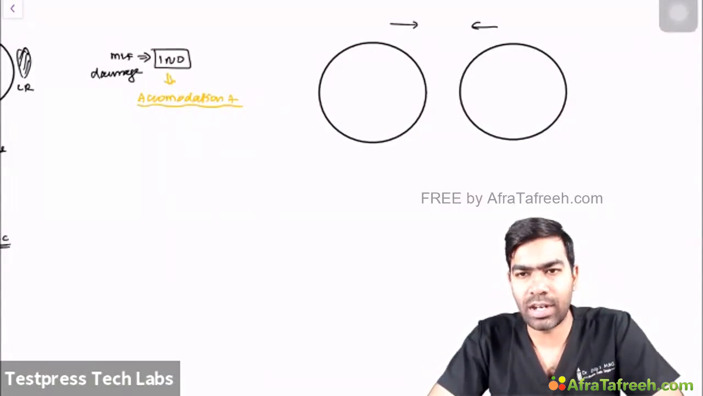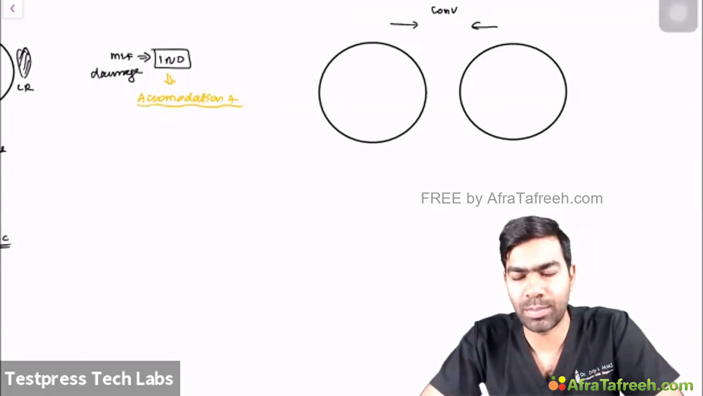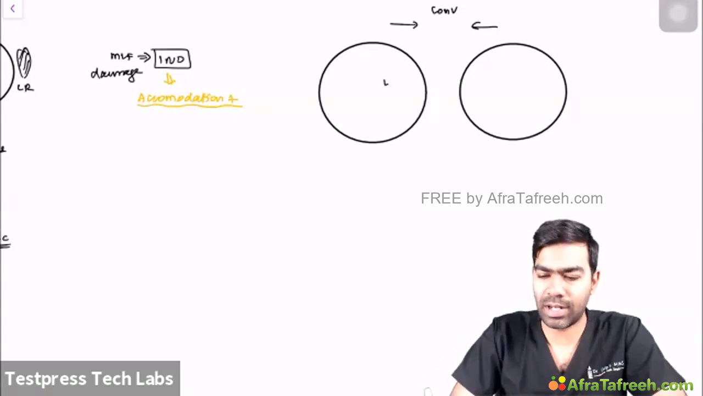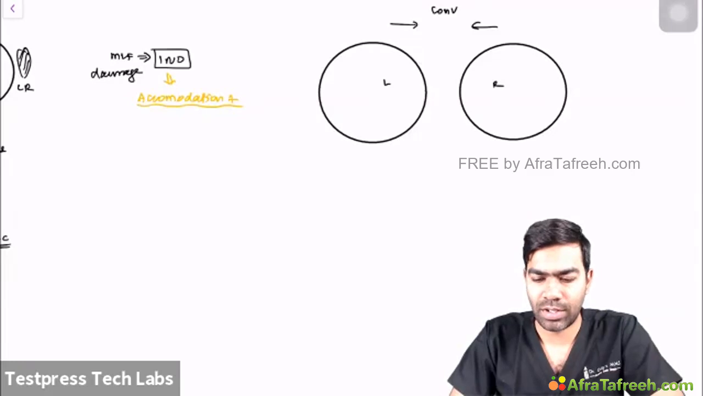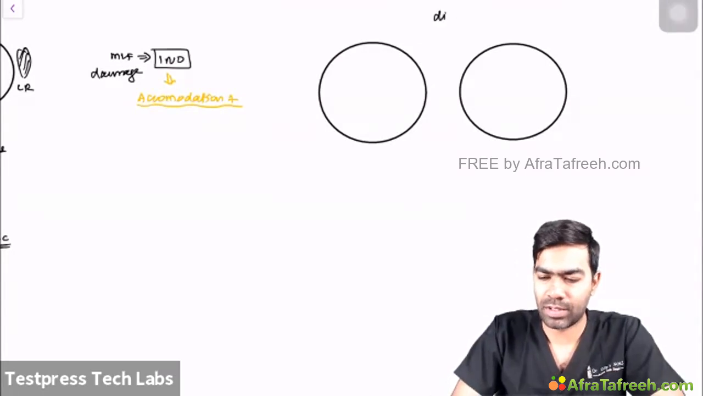So if you say convergence of eyeballs, is that a conjugate eye movement or a disconjugate eye movement? Conjugate or disconjugate? That's not a conjugate eye movement, because the left eye is moving towards the right and the right eye is basically moving towards the left. So it's not a conjugate eye movement, it's basically a disconjugate eye movement. When I say divergence, is it a conjugate eye movement or a disconjugate eye movement?